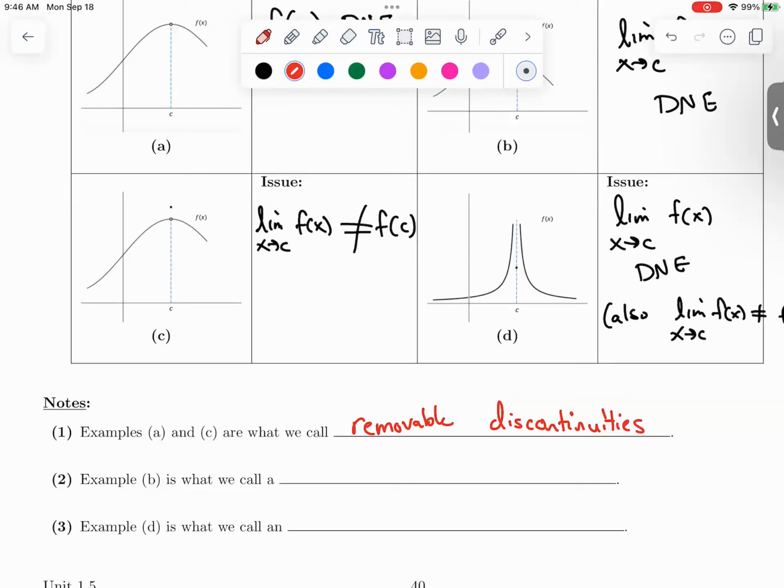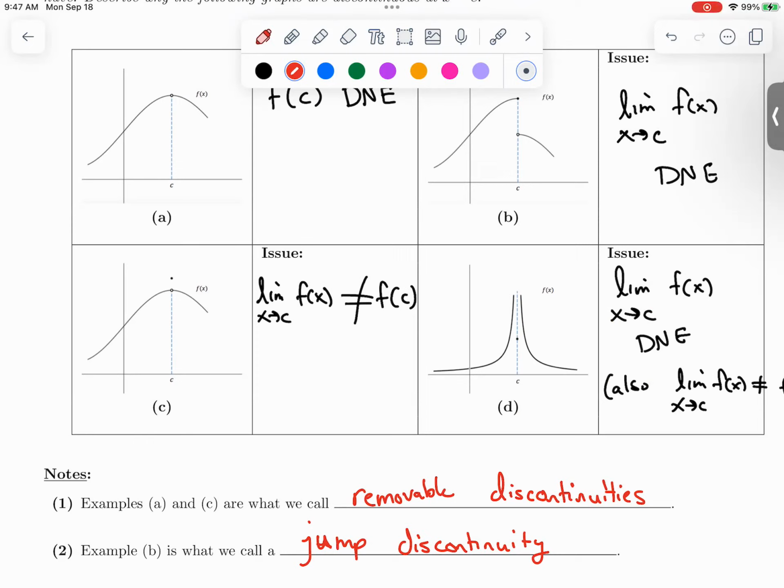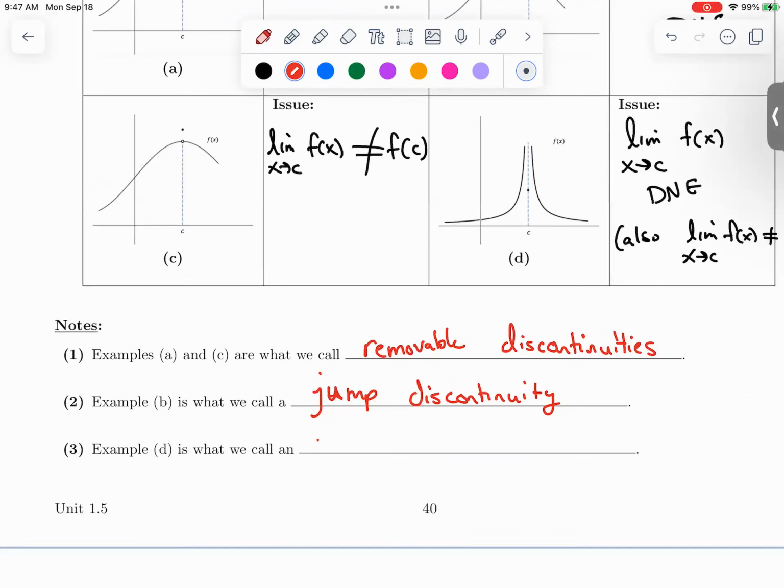Example B is what we call a jump discontinuity. Because as you can see from the graph, it jumps. It jumps down in this case, or could jump up, however you want to do. But if it has a kind of a step in between the two spots, it's called a jump discontinuity. And then if you have an infinite limit, it's called an infinite discontinuity.